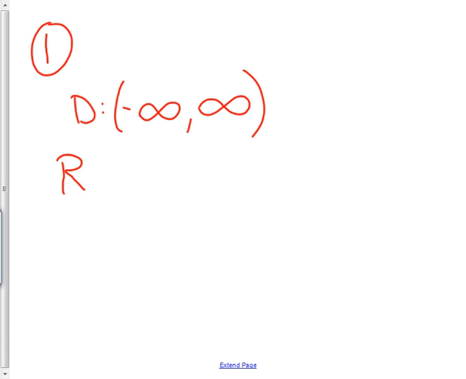And then the range is, why are they not brackets? Asymptotes. So that one was easy. That would be like an R2.